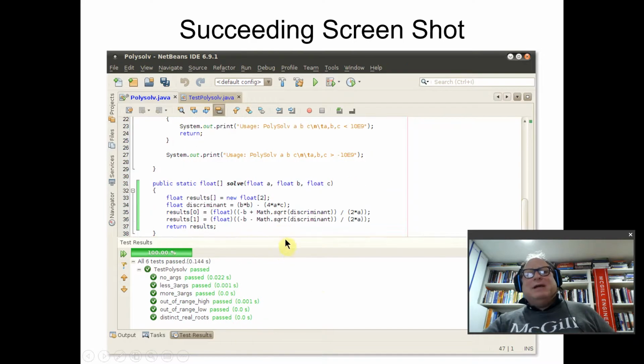So finally, we have to add the quadratic equation. If you remember the quadratic equation, the square root of b squared minus 4ac is, I believe, in the denominator.